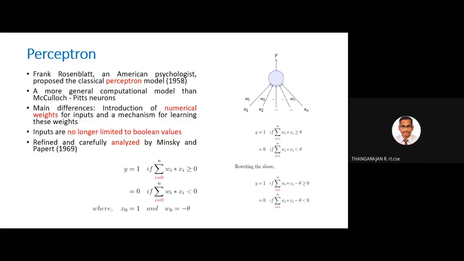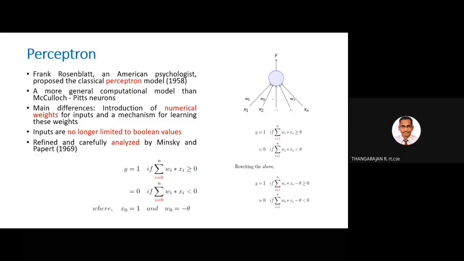Another thing is that here x1, x2, x3 can take on any values. It's not Boolean, because in McCulloch-Pitts x1, x2, x3 can be Boolean values only, but here it can be any numerical value, any real value. Then it was carefully refined further by Minsky and Papert, and they also gave the drawbacks of this perceptron, which we will see later.